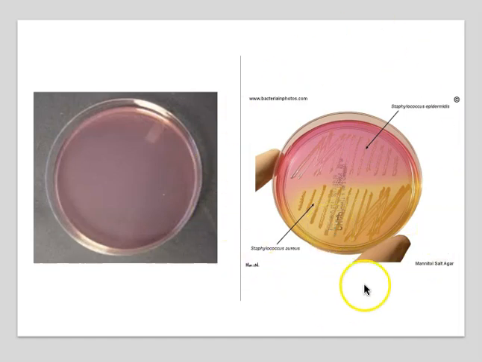We can look at an MSA plate that we've inoculated, and we can know that if something is growing on it, it's a Staphylococcus. I should say, if something is growing well on it, it's a Staphylococcus. And if what's growing on it has turned the medium yellow, we can say that it's a mannitol fermenter. Staphylococcus aureus is a mannitol fermenter. Staphylococcus epidermidis is not.